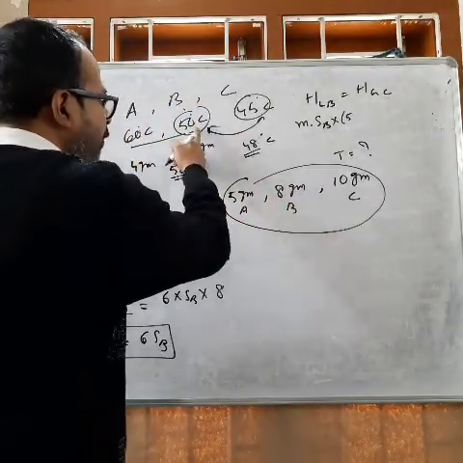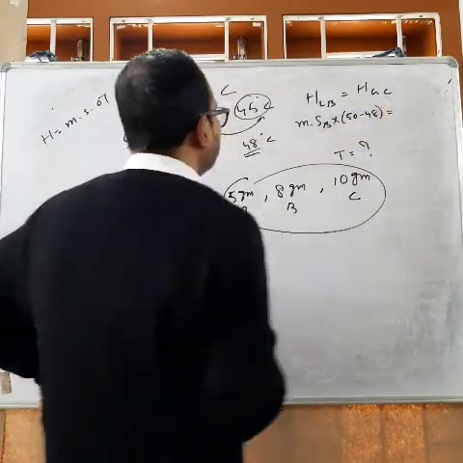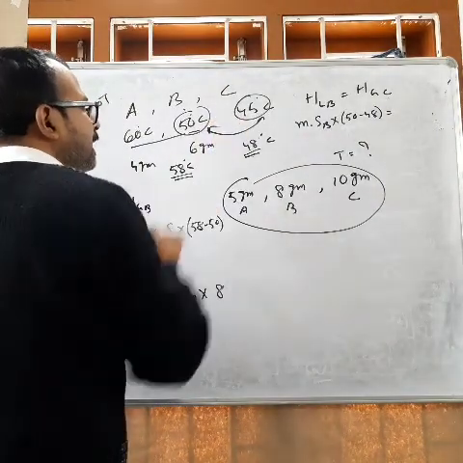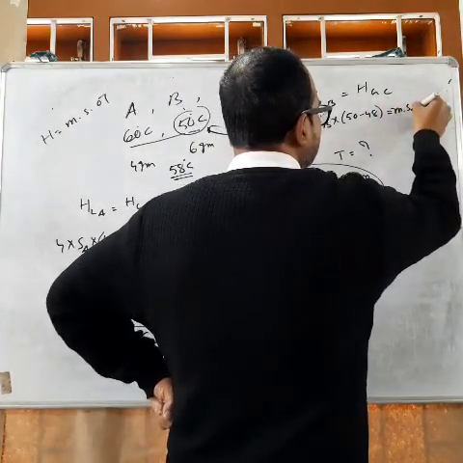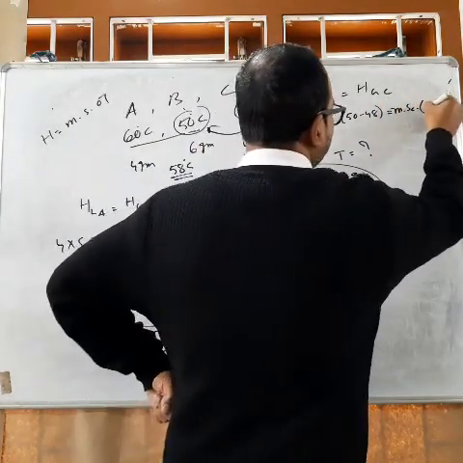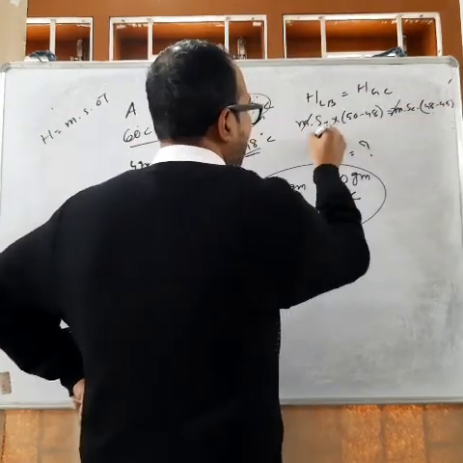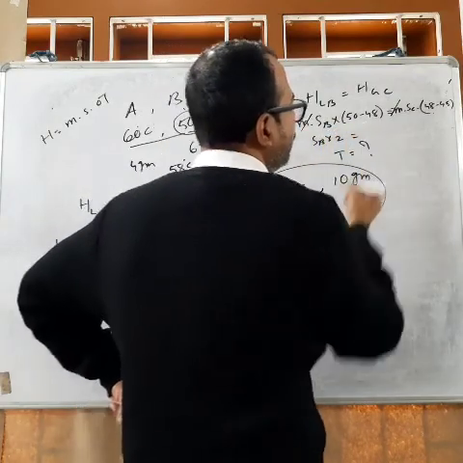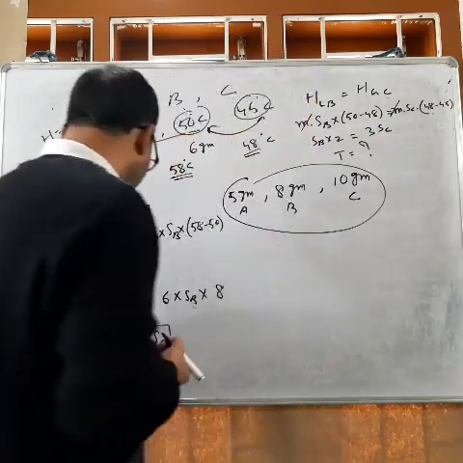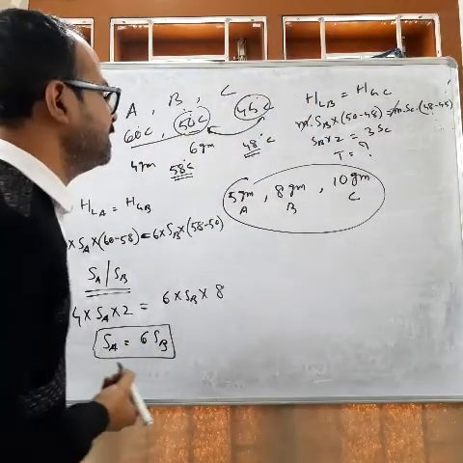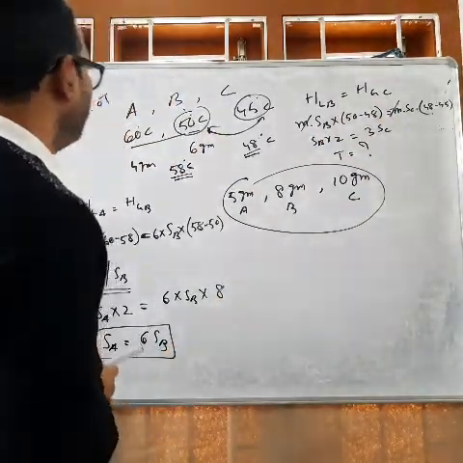So B is losing from 50 to 48, so 50 minus 48 because B is at higher temperature. C originally at 45, finally 48, so m into SC into 48 minus 45. So here also you will get a link. M cancels. SB into 2 equals 3 SC. So there is a link between SA and SB, and a link between SB and SC. These two links are very important.